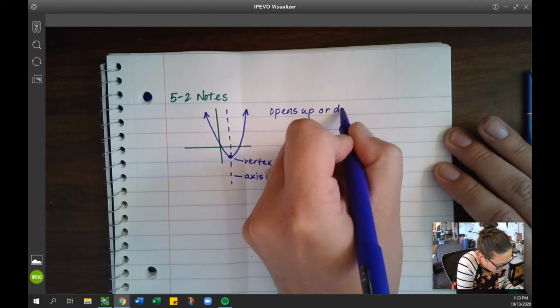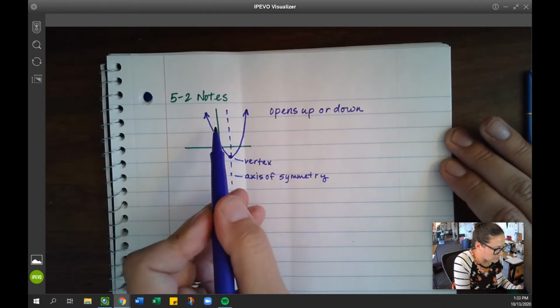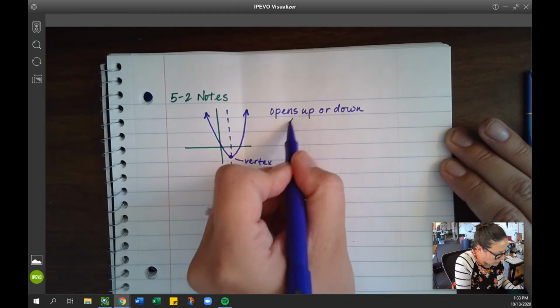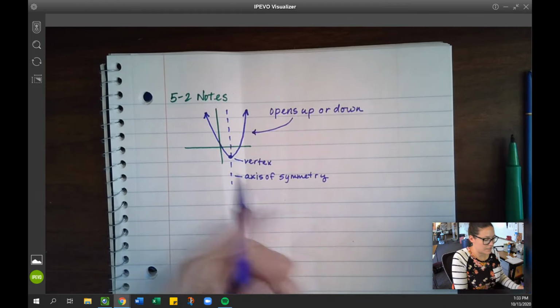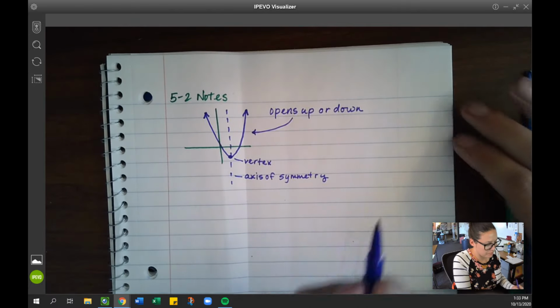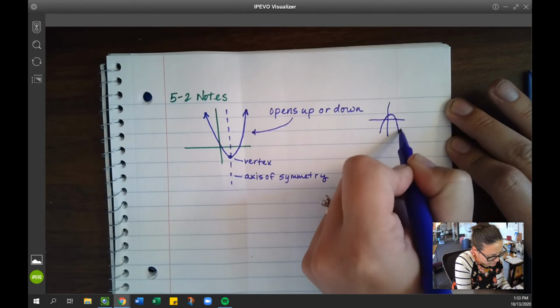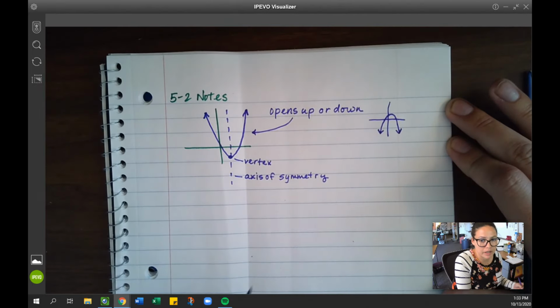Now, we also have a way to describe a parabola as either it opens up or down. This one opens up because the opening of the parabola is upward. What does it look like for it to open down? Well, an upside down parabola would be where it opens down.